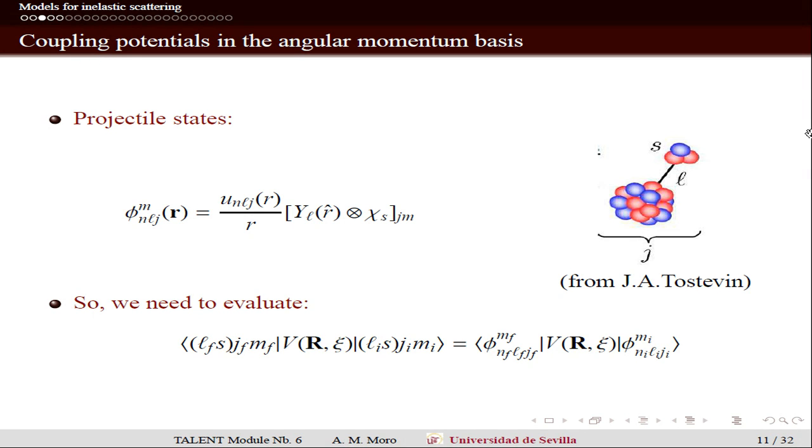So in this particular example, the core has spin 0. So we have fewer quantum numbers to consider. In this particular case, our wave functions, our projectile states, contain a radial part, and they contain the orbital angular momentum part through the spherical harmonic coupled to the spin of the valence particle to give a total J and M for this state.